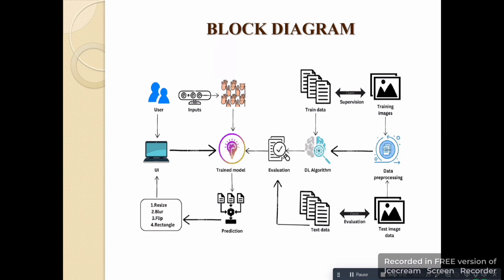After evaluation, the trained model is obtained. The user uploads the images through the user interface, and then the user gives the input to the HD cam. Then our software will predict the accurate answer for the hand signs, for example, resize, blur, flip, zoom in, zoom out.